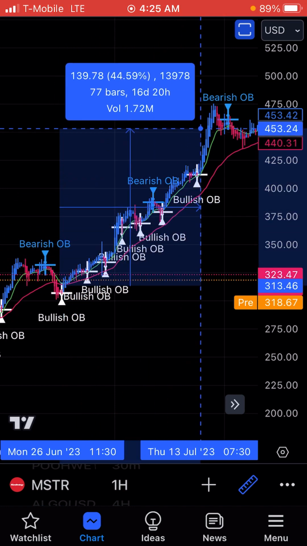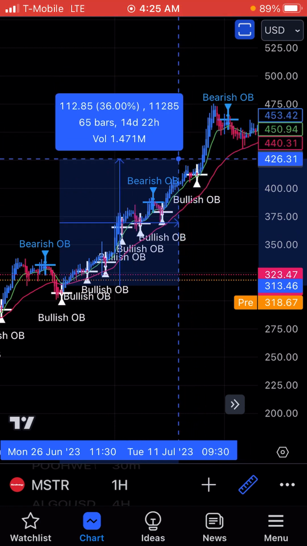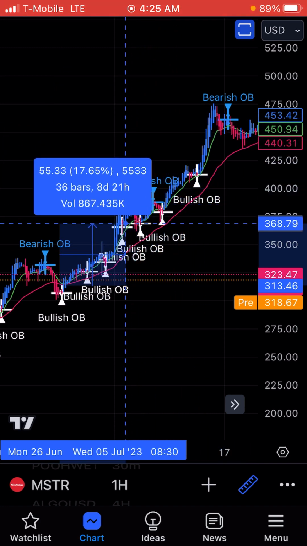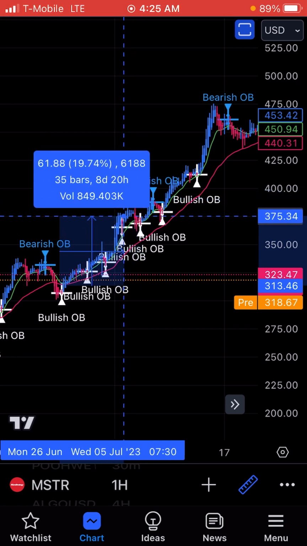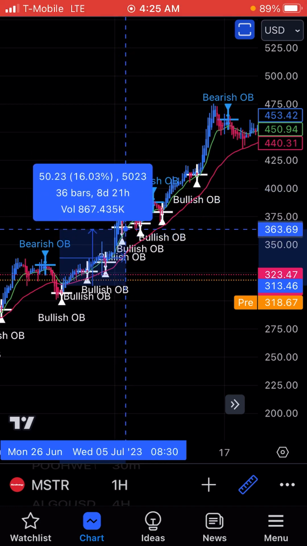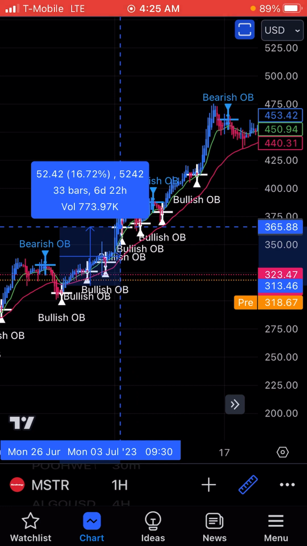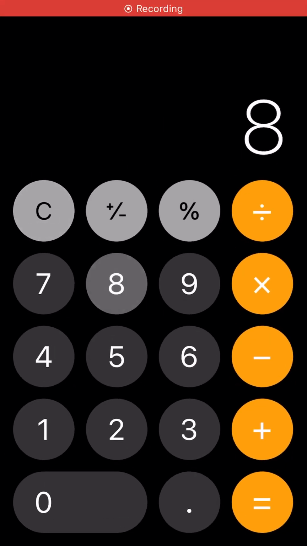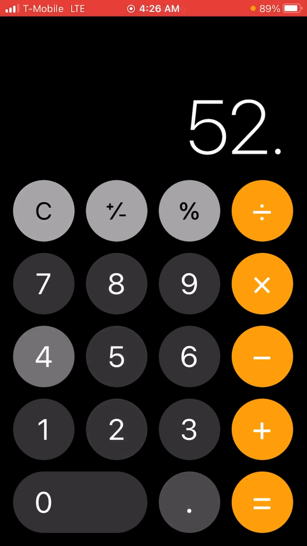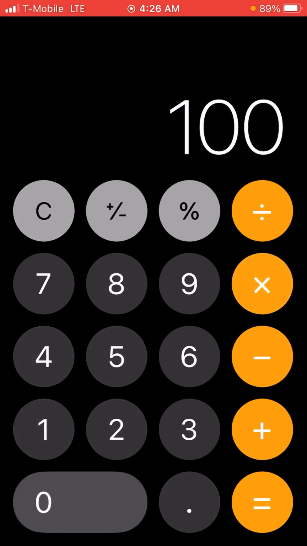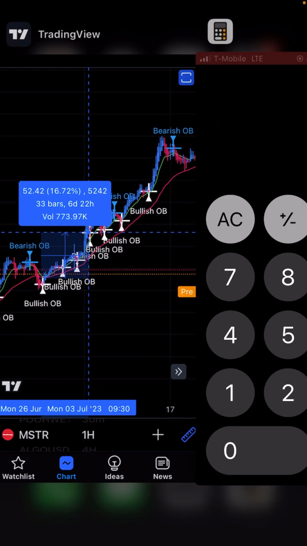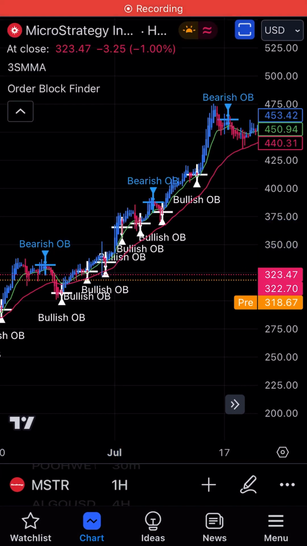But I want to make sure we do a week contract, so we can write it out till anytime we want, really. We want to do a week, so let's be right about here. So this is a $52 difference in price, $52.42. $52.42 times 100. This is a $5,242 move. So that is MicroStrategy.